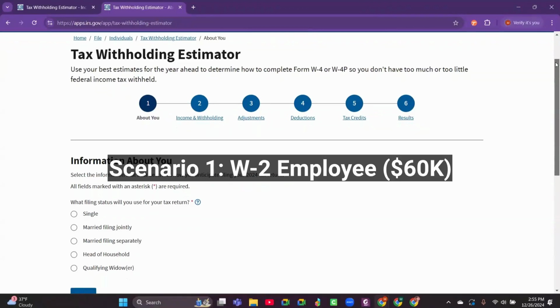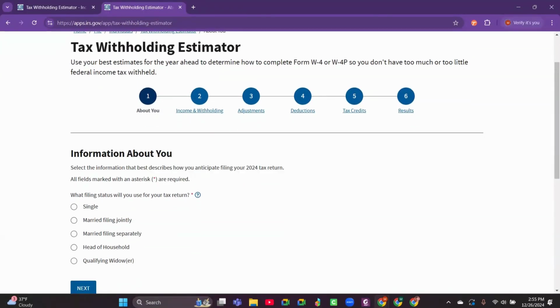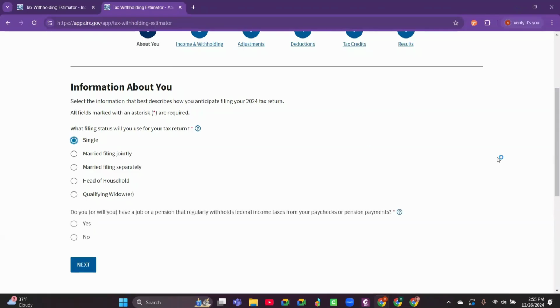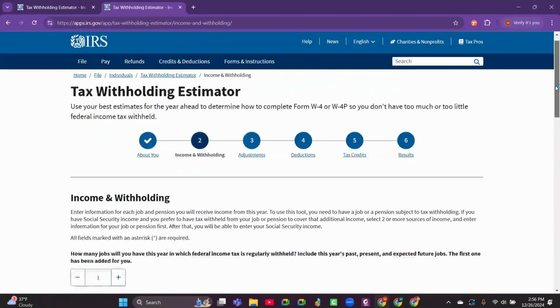We're going to go with our first scenario, which is going to be an employee that makes $60,000 a year and has about $10,000 in federal withholding. So let's scroll down. We're going to select this person as single, and they will say they have a job. For the scenario, they don't have any dependents. And we're going to go through.